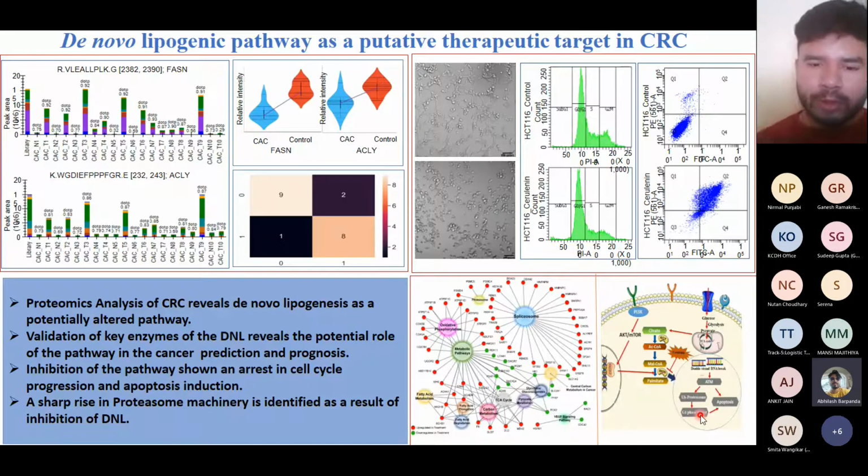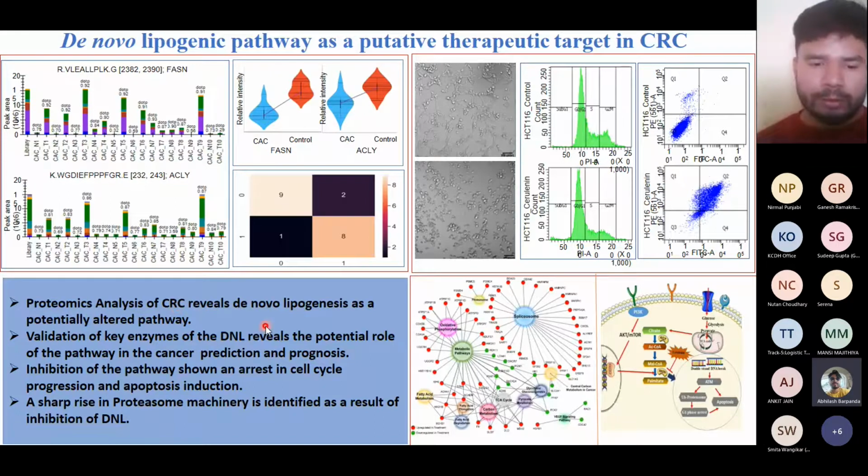So from here, whatever we can compile from this brief study, we can say that de novo lipogenesis is a tumorigenic process that is inducing the cancer, and it is at least playing a very vital role in cancer progression.